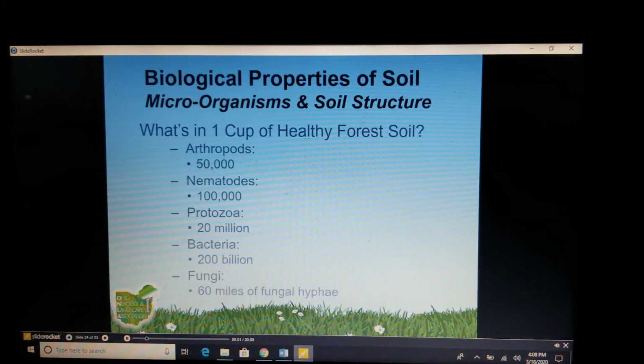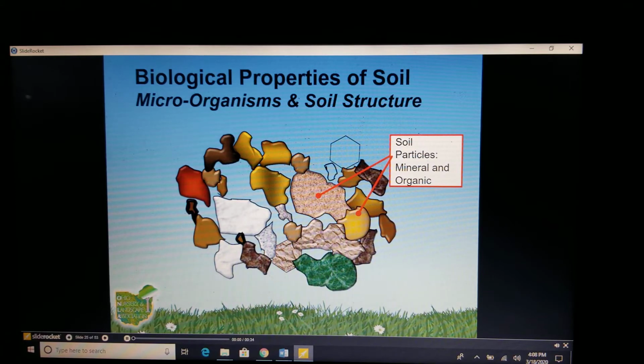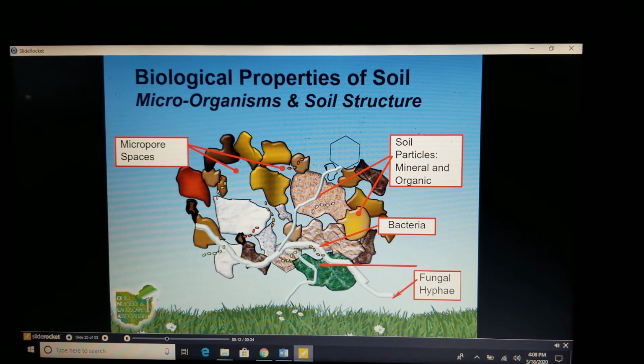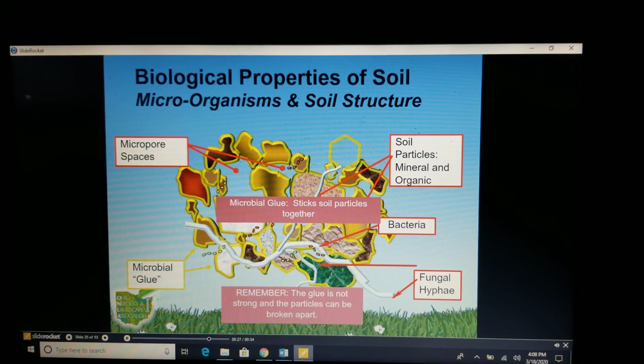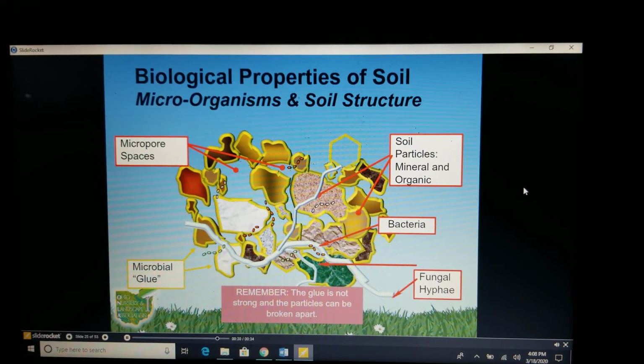Forest soils are the best type of soil and are made of many components that create healthy landscapes. A cup of forest soil holds a tremendous quantity of life. This graphic depicts a soil snapshot showing the soil particles and the tiny micropores that exist between the particles. However, soil contains more than just particles. It also contains living organisms like bacteria and fungi. These living organisms exude matter, usually in the form of waste products, that coats the surface of the particles. This exuded waste matter is called microbial glue because it makes the particles stick together. However, this glue is not that strong, and the particles can easily be broken apart.